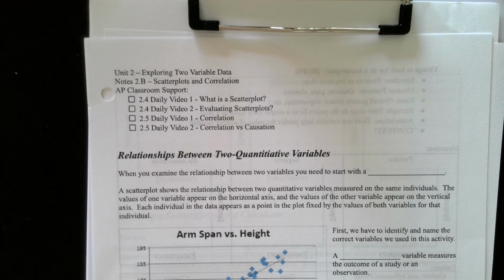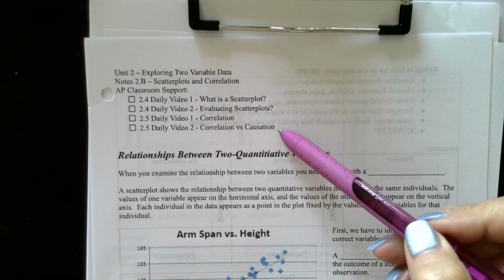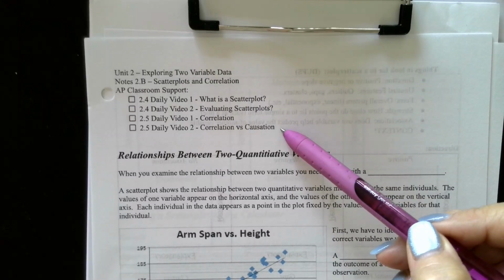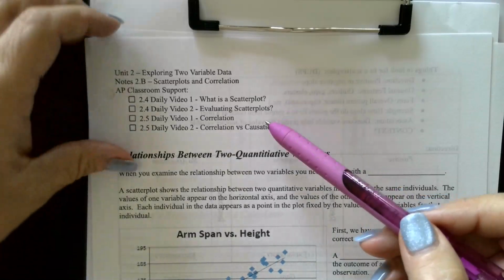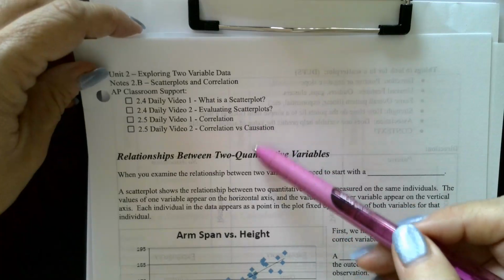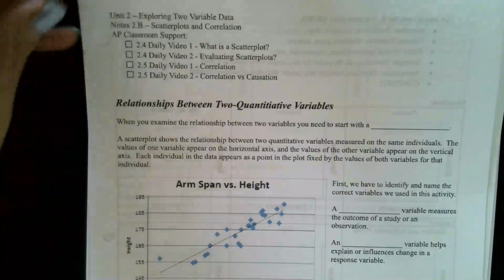Lesson 2 in the second unit, and it's on scatterplots and correlation. These are the AP Classroom videos, and I would tell you that these are probably not very important for you to go watch. We've done scatterplots before in your other math classes, so unless you have a question over what we do today with correlation, these are videos that would just be support. They're not required. Okay, so here we go.